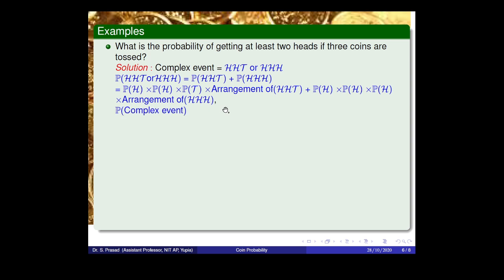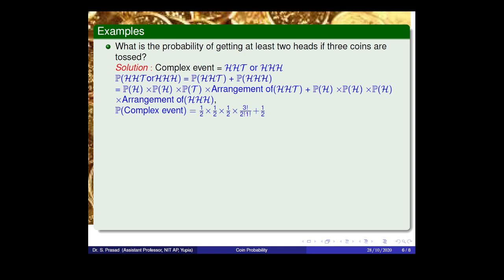And after that we write the probabilities of the complex event. Here the probability of H is half, the probability of H is half, the probability of T is half, into the arrangement of HHT. How to arrange this? Here there are three letters, so 3 factorial, and HH is repeated. Therefore we write 3 factorial upon 2 factorial and 1 factorial. No need to write the 1 factorial here, just 3 factorial upon 2 factorial.